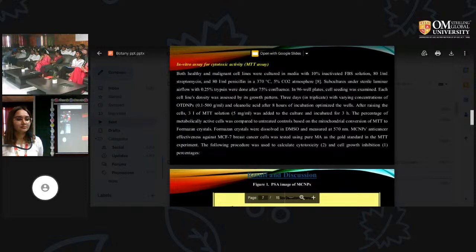The percentage of metabolically active cells were compared to untreated control based on the mitochondrial conversion of MTT to formazine crystals. Formazine crystals were dissolved in DMSO and measured at 570 nanometers.